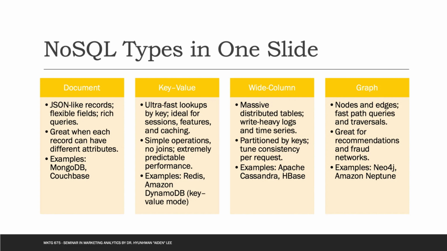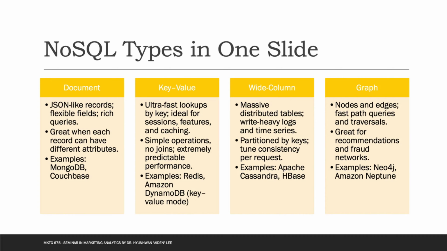Now let's map common NoSQL types to real use cases. First, document stores. Use these when record shapes vary. A customer profile today might have 5 fields, and tomorrow it might have 12. Documents often look like JSON. You get flexible fields and rich queries, but joins across many collections are limited. Examples include MongoDB and Couchbase.